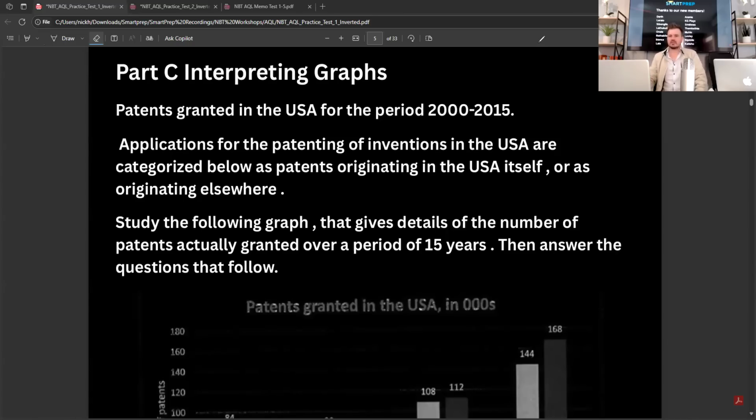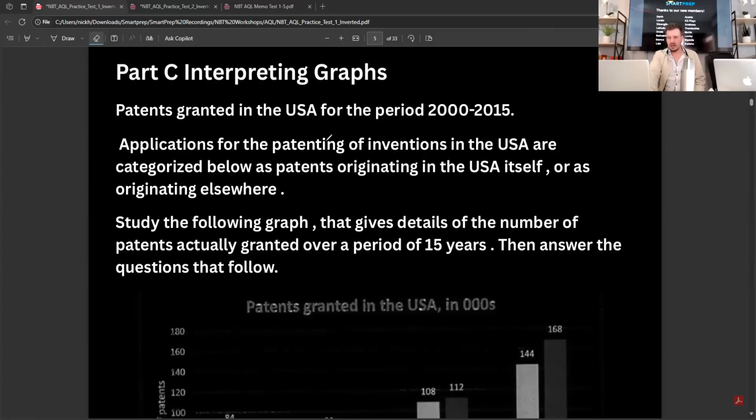Okay, so in this video, we will be looking at the interpreting graphs section of your AQL. This is where you use a little bit of maths, not too heavy, probably more like maths literacy than pure maths. In this section, you'll be given some data which you need to interpret.